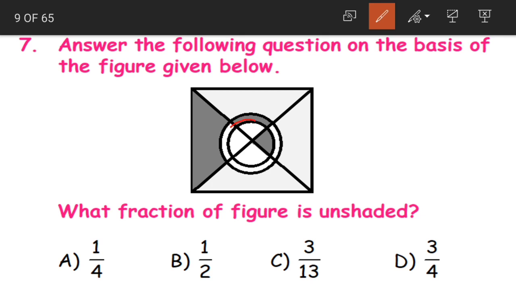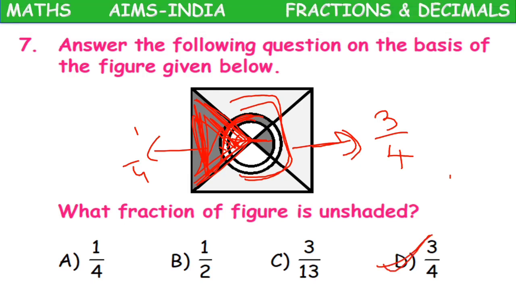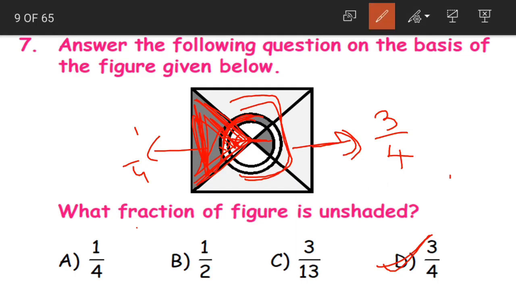Or if you just simply move the shaded part this side so that all the shaded parts are together, you can clearly observe that only 1/4 of the figure is shaded and 3/4 of the figure is unshaded. Overall, how much figure is unshaded, children? Option D, 3/4 figure is unshaded. And if they ask you what fraction of the figure is shaded, it will be our 1/4.